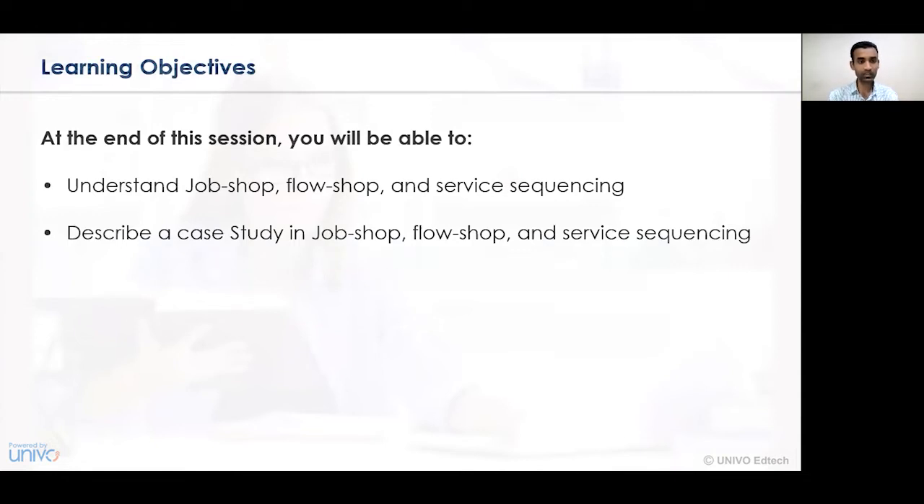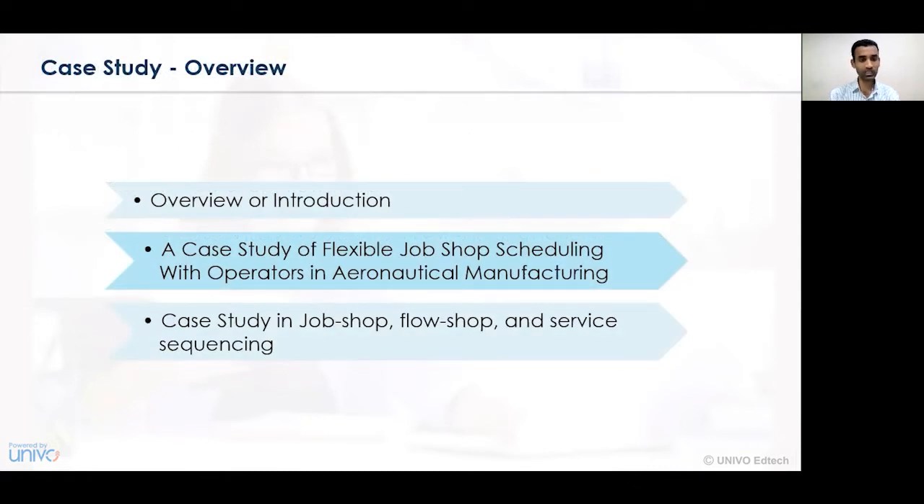Now let's begin with our learning. The overview of this particular case: this session will be divided into various parts. Number one, we'll be understanding the introduction or overview of the case. Then we'll be understanding the case study with respect to flexible job shop scheduling with operators in aeronautical manufacturing, and how the activities of job shop, flow shop and service sequencing are applied and taken into account in the service industry, or the aeronautical manufacturing industry.